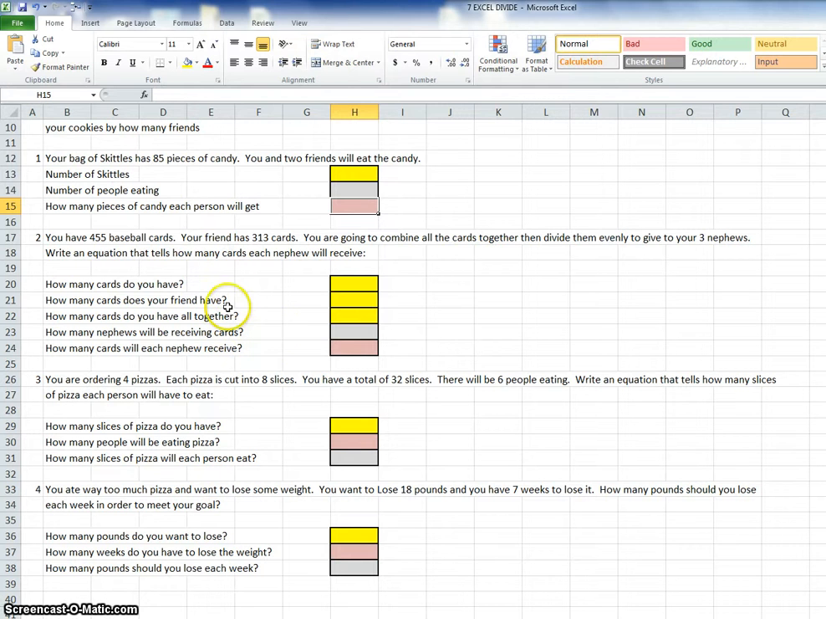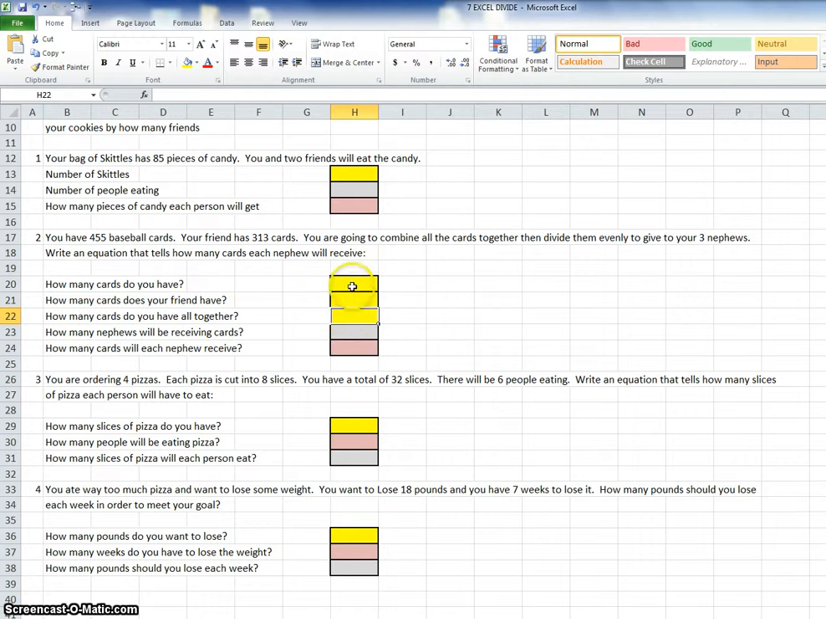Now this one gets a little bit more tricky. You have 455 baseball cards. Your friend has 313 cards. You're going to combine. What mathematical function would you be doing if you were going to combine? You would add. Combine and add is the same thing. You're going to combine all the cards together, then divide them evenly to give your 3 nephews. So there's kind of 2 different things you need to do here. How many cards do you have? How many cards does your friend have? How many cards do you have all together?